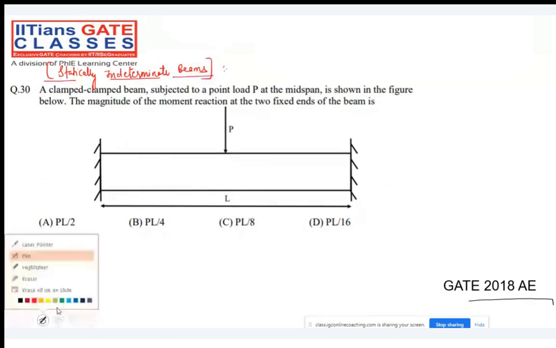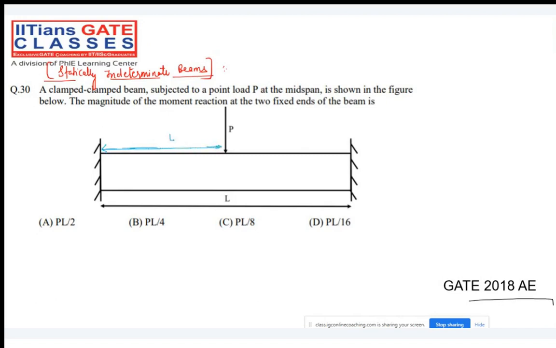Now, in this particular problem, we have a clamped beam, that is a beam fixed at both ends, subjected to a point load P exactly at the middle. To some extent, this statically indeterminate problem looks easy because of the symmetric nature of the loading conditions. They are asking for the magnitude of the moment reactions at the two fixed ends. So we can solve this particular problem in two manners, and I'll be telling you both the methods.